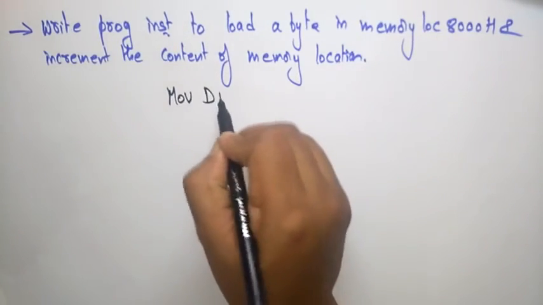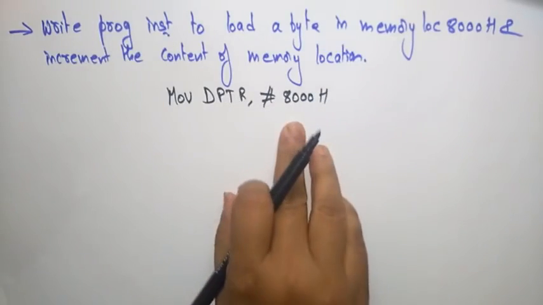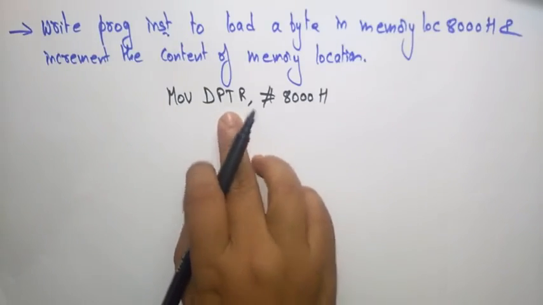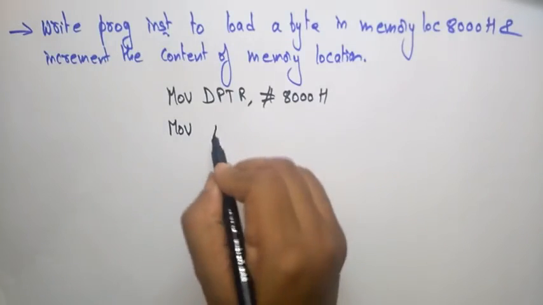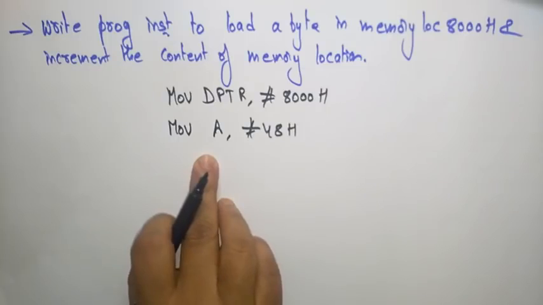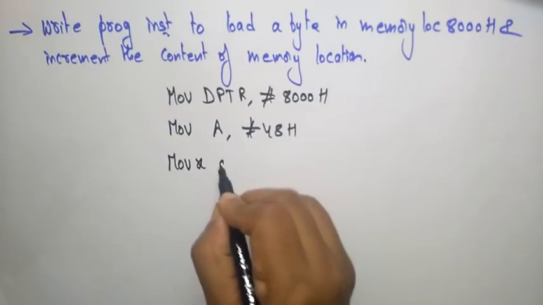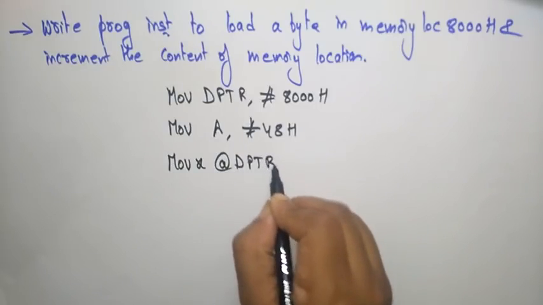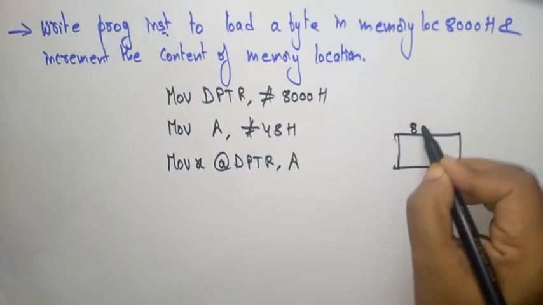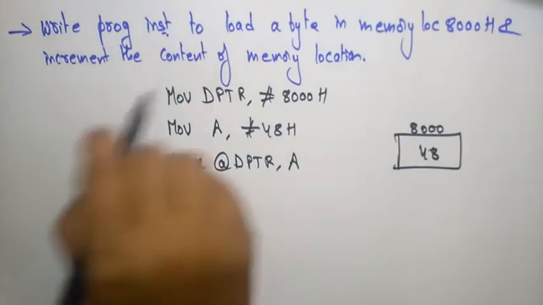First MOV DPTR, comma, #8000H. So now DPTR contains the 8000 memory location. MOV A, comma, let's take 48H. It's immediate data. Now the accumulator is holding the data. Now MOVX @DPTR, comma, A. Okay, means now in 8000 location 48 is stored. So up to here it is clear.